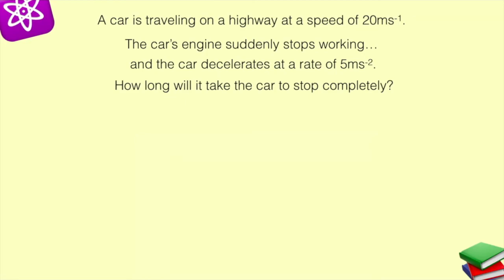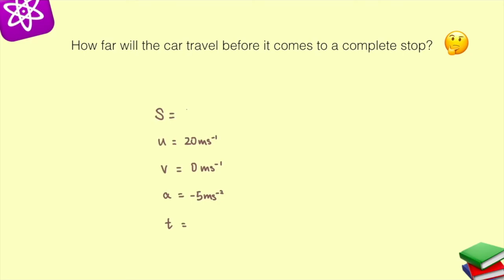If we slightly modify the question, we can also ask how far will the car travel before it comes to a complete stop. In this case, we don't really care about t, we only want s, u, v, and a. And u, v, and a are already given in the previous question. So we can apply the fourth SUVAT equation, which states that s is equal to (v squared minus u squared) divided by 2a. Then we can solve for s and get that s is equal to 40 meters, meaning that the car will travel 40 meters before it comes to a complete stop.